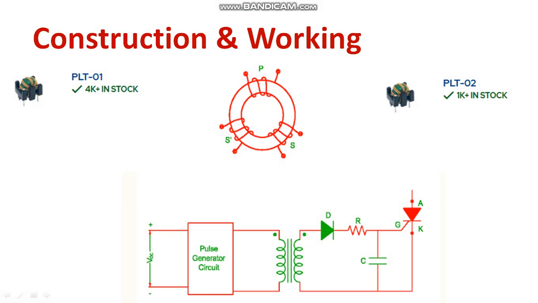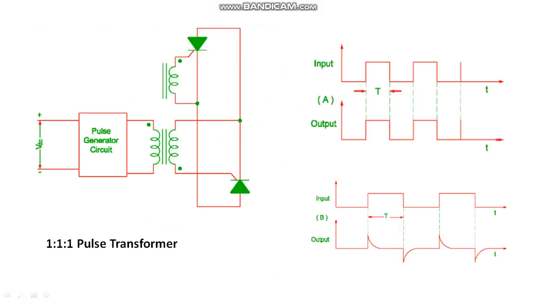PLT01 and PLT02 are pulse transformers which are available in the market. You can get the data sheet of those. Here you can see a 1:1:1 pulse transformer, and as I already told you, the pulse transformer can have multiple secondaries. You can connect to SCR1 and SCR2. That is also possible. And let us see the waveform.